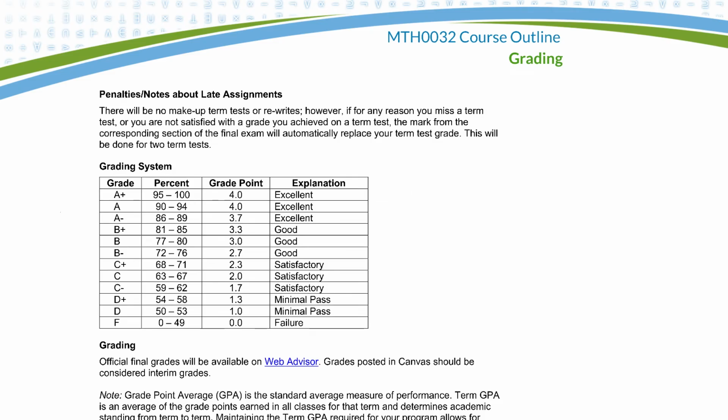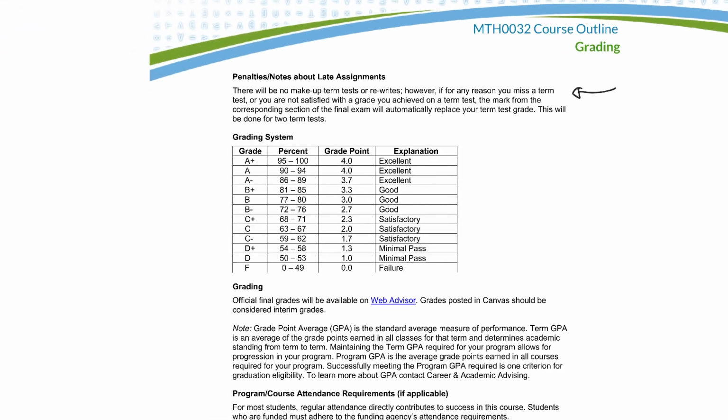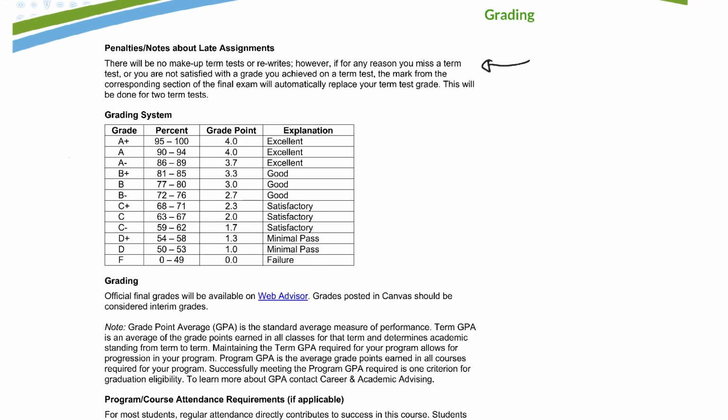Okay, here was where I said the thing about the final exam. Whoops. Here's your grading scheme. So if you want to get an A plus, make sure you're over 95. If you want to fail, make sure you're under the 50. Hopefully you're not in that part.